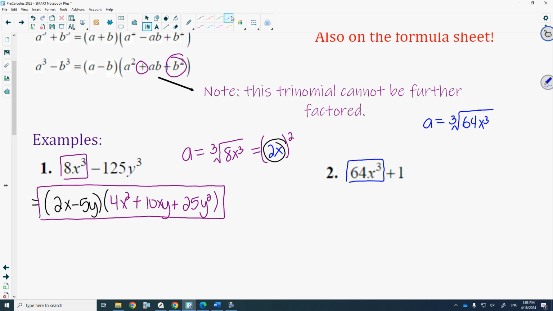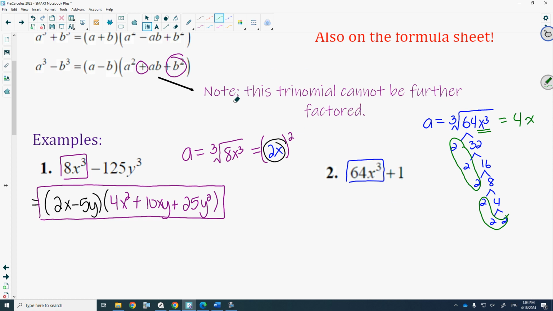Okay, the cube root of 64 is one that you will eventually know, but if I divided this by 2, I would get 32. Divide this by 2, I'd get 16. Divide this by 2, I'd get 8. Divide this by 2, I'd get 4. And then if I divide that by 2, I'd get 2. So the cube root of 64 is going to be 2 times 2, which is 4. So cube root of 64 is 4. Cube root of x cubed is x. So that's my A term, okay?